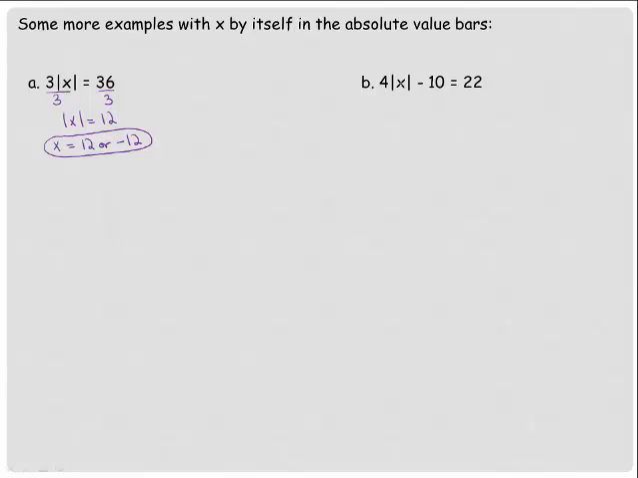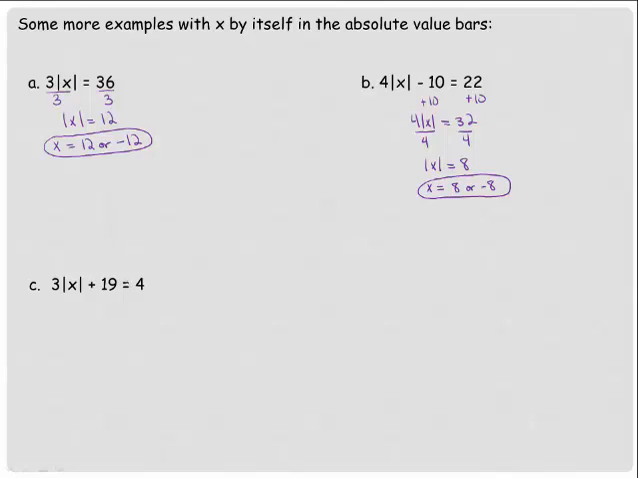4 times the absolute value of x minus 10. I have multiplication and subtraction, so I undo the subtraction first. I get 4 times the absolute value of x is equal to 32. Then divide both sides by 4. The absolute value of x is equal to 8. Therefore, x will be 8 or negative 8. Again, you have to list both possible solutions.